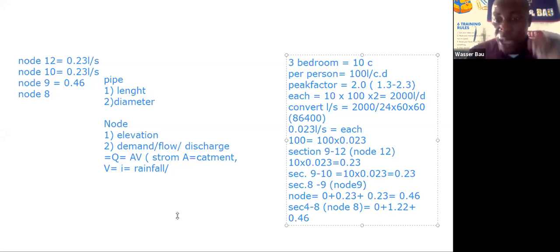Please, if I need to recall how we got node 7, I won't mind. I can refresh it again. How we got it. If you have a question on that, please ask me.